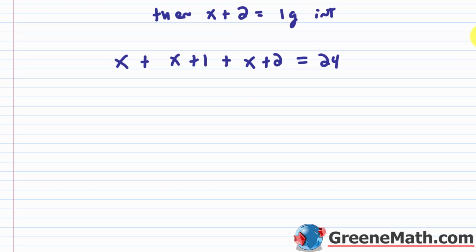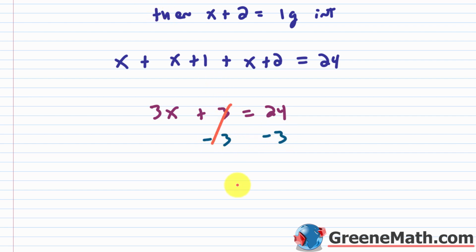We'll come back in a moment. So basically, this is x plus x plus x. That's going to be 3x. So let's write this as 3x. And then 1 plus 2 is 3. So let's put plus 3. And this equals 24. Let's subtract 3 away from each side of the equation.